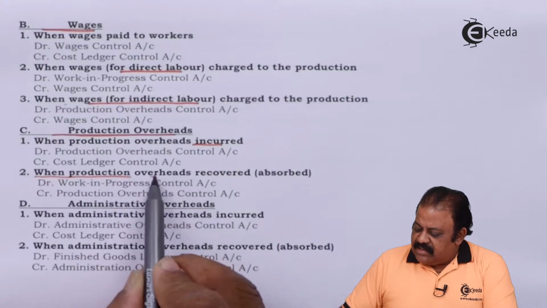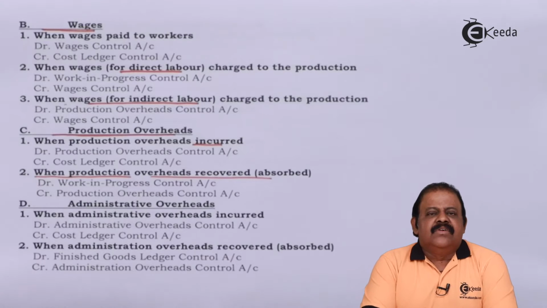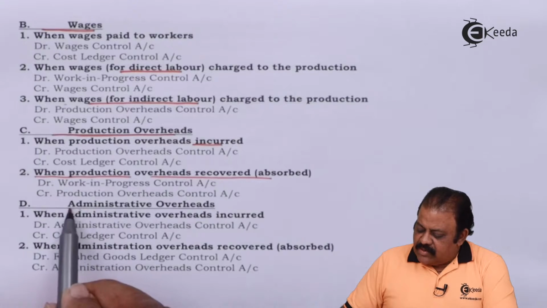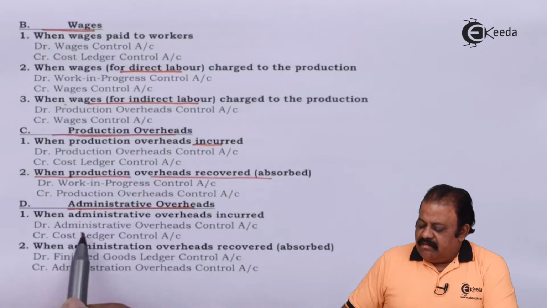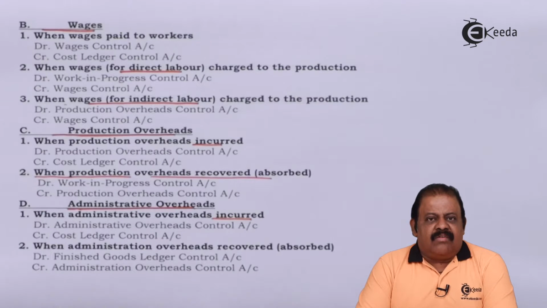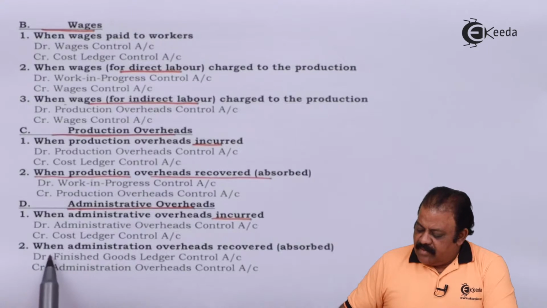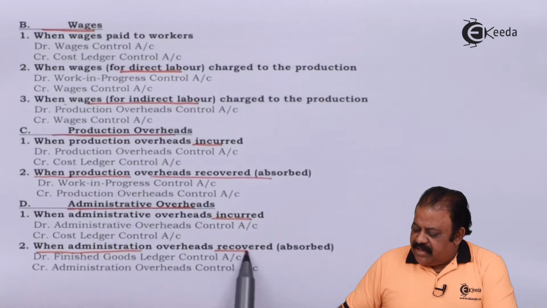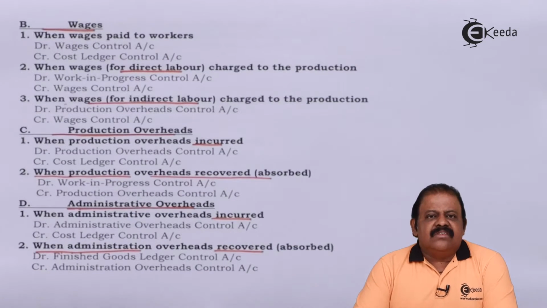When production overheads are recovered or absorbed, work in progress control account will be debited and production overheads control account will be credited. Next, for administration overheads. When administration overheads are incurred, administration overheads control account will be debited, cost ledger control account will be credited. When administration overheads are recovered, finished goods ledger control account will be debited and administration overheads control account will be credited.